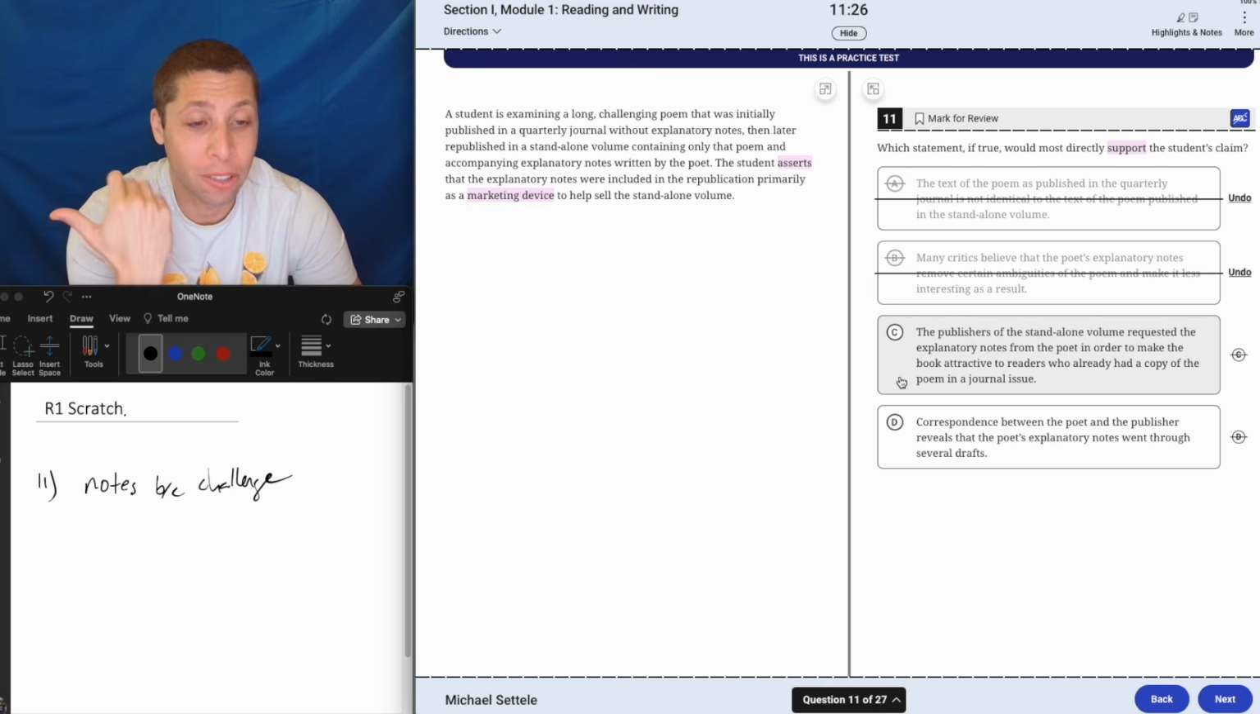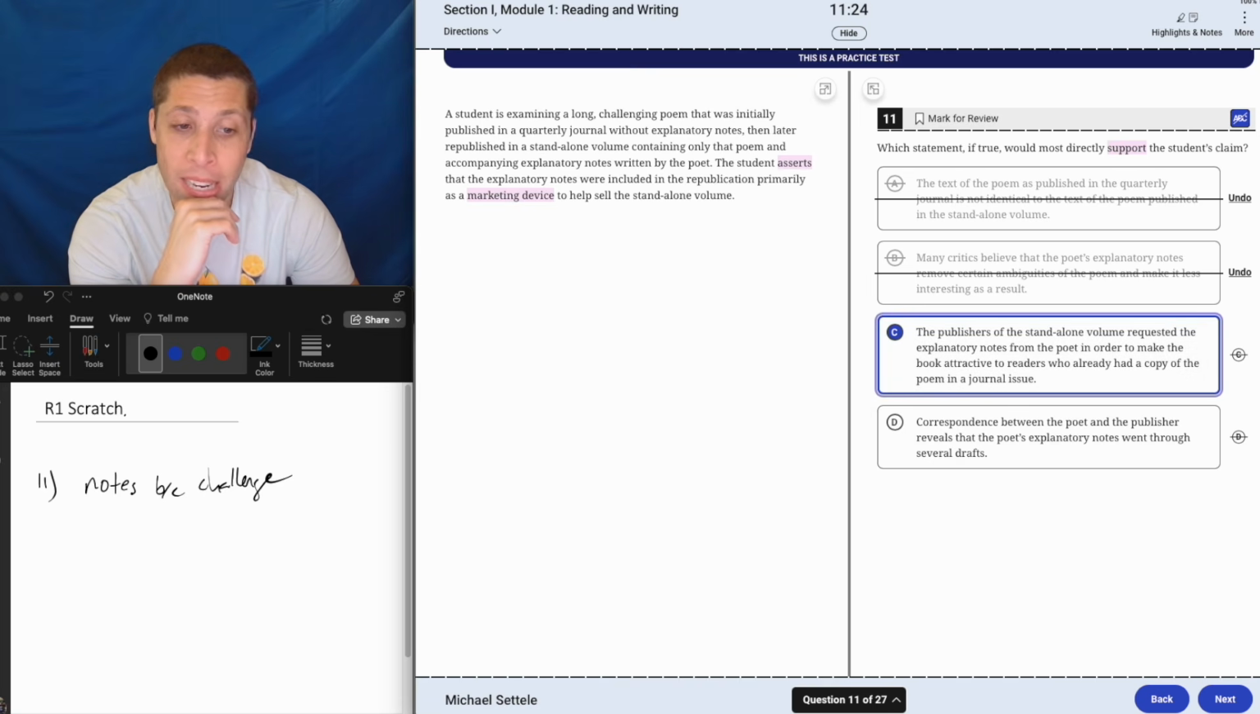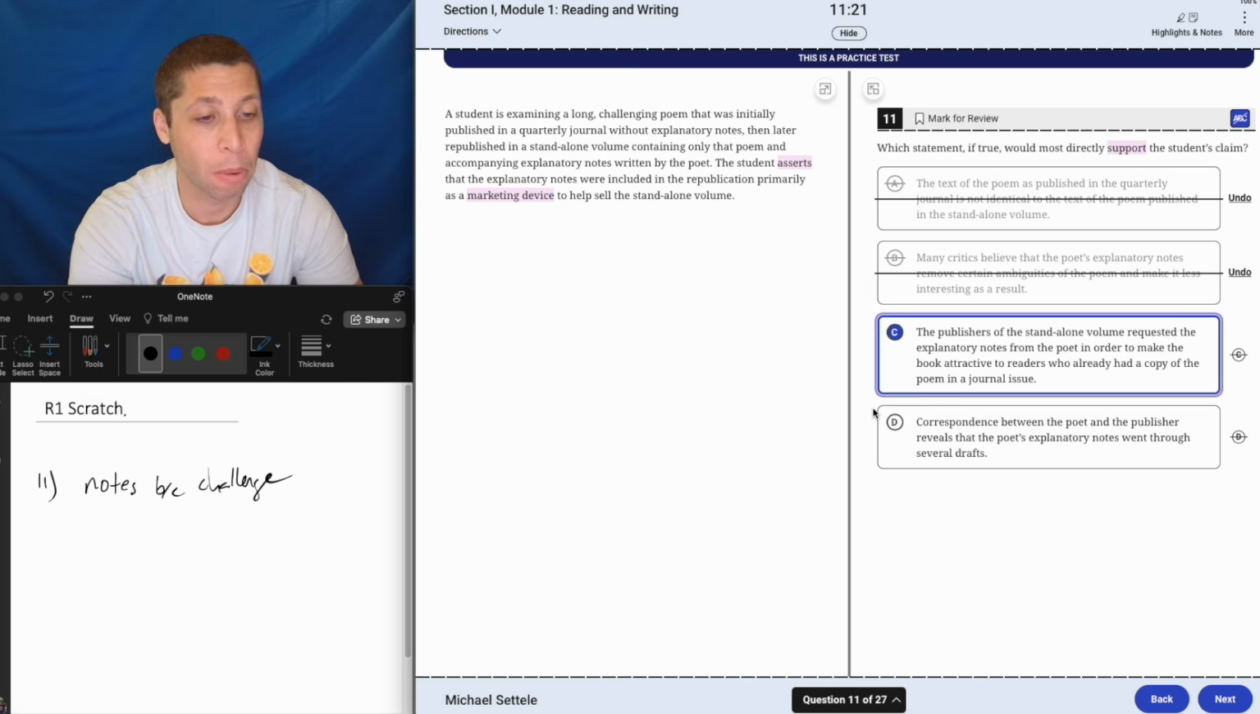Okay, maybe. I mean, it certainly makes it more attractive. That's good. It's a marketing device. Correspondence between the poet and the publisher reveals the poet's explanatory notes went through several drafts. Who cares? I guess it's C.